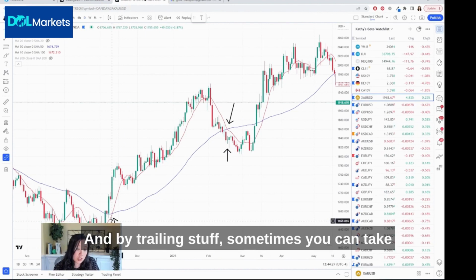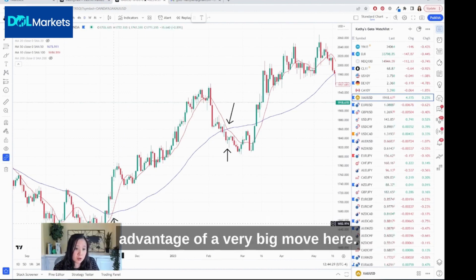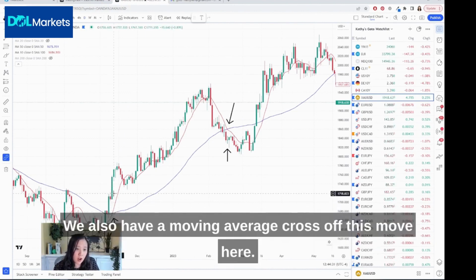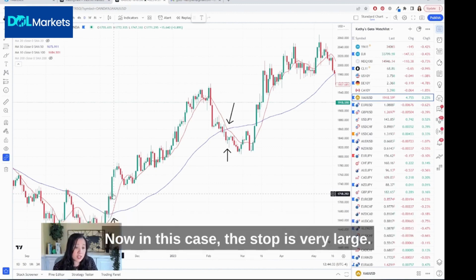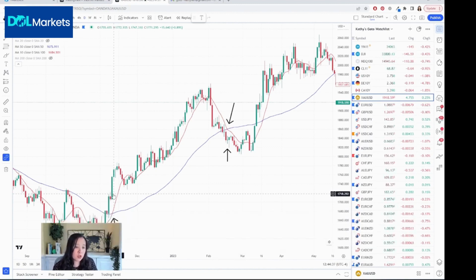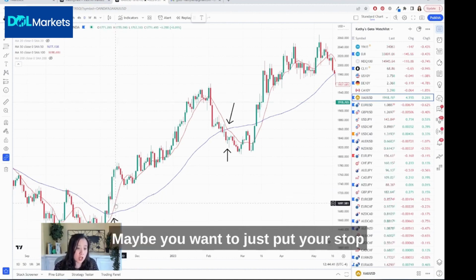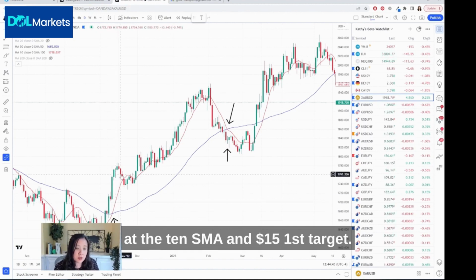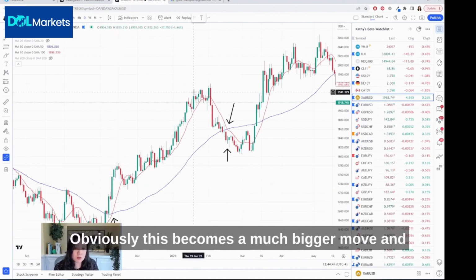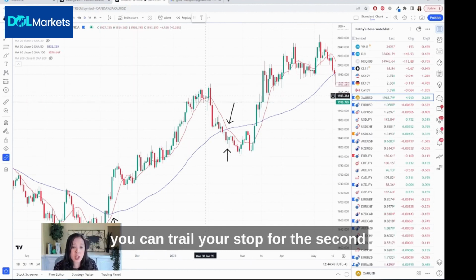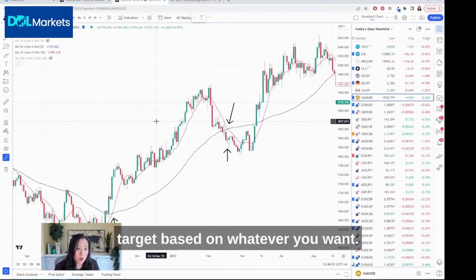Here, and by trailing stop, sometimes you can take advantage of a very big move. Here, we also have a moving average cross off of this move here. And now, in this case, the stop is very large, so you need to make sure that you don't make it too large. If this is too large, then maybe you want to just put your stop at the 10 SMA. And $15 first target, obviously this becomes a much bigger move, and you can trail your stop for the second target based on whatever you want.